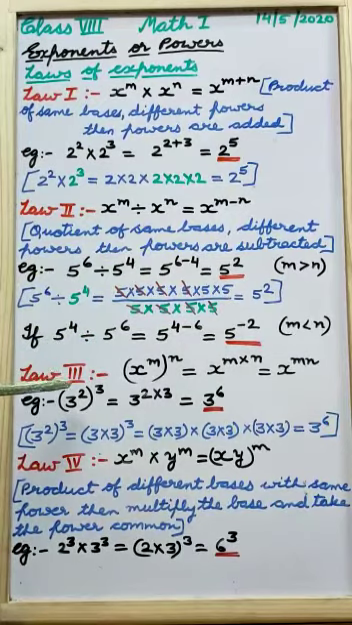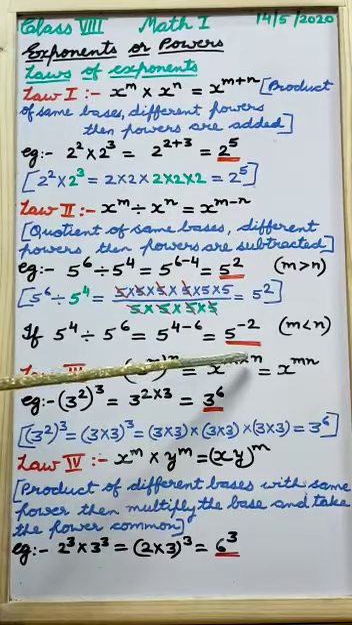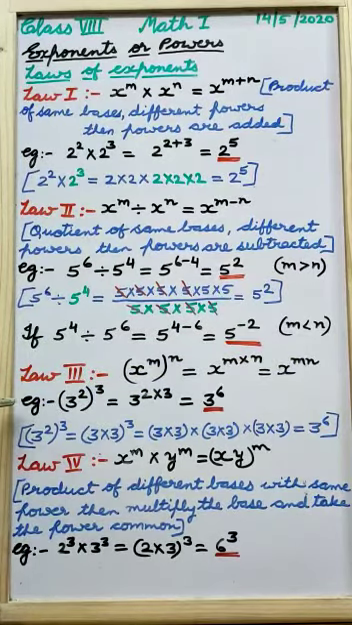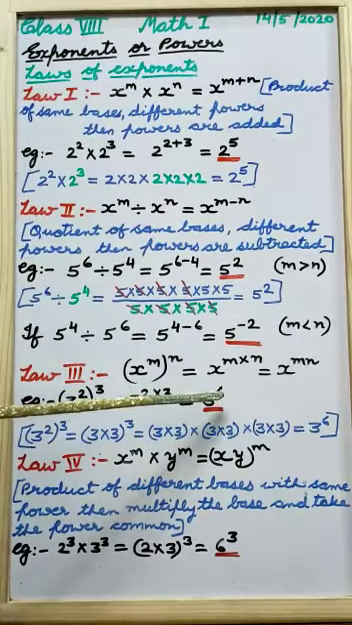Third law is, if number is having two powers together, then powers are multiplied. Like if x raised to power m is having whole raised to power n also, then answer will be x raised to power m into n is equal to x raised to power mn. In example, if we see 3 square is having whole raised to power cube, then answer will be 3 raised to power 2 into 3 is equal to 3 raised to power 6.